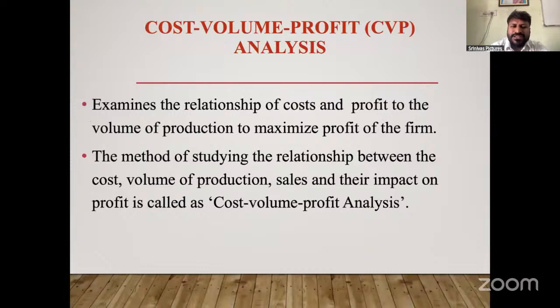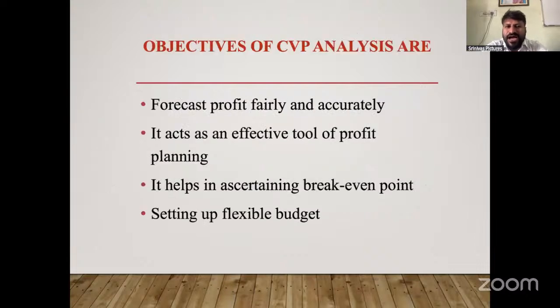So in marginal costing, one more variable we need to discuss, that is cost volume profit analysis. It examines the relationship of cost and profits to volume of production, to maximize profit of the firm. The method of studying the relationship between cost, volume, production, sales, and their impact on profit is called cost volume profit analysis.